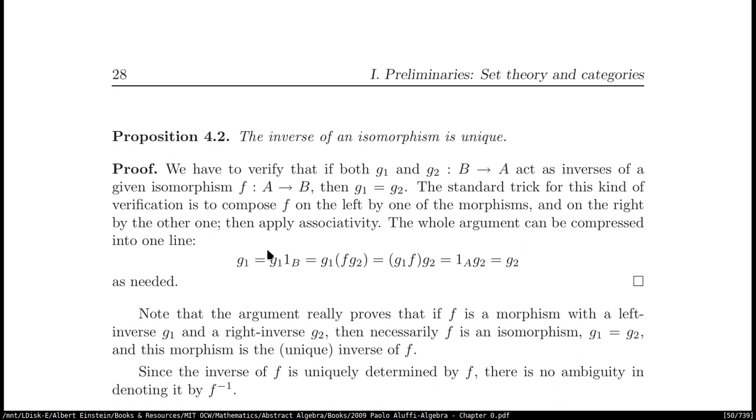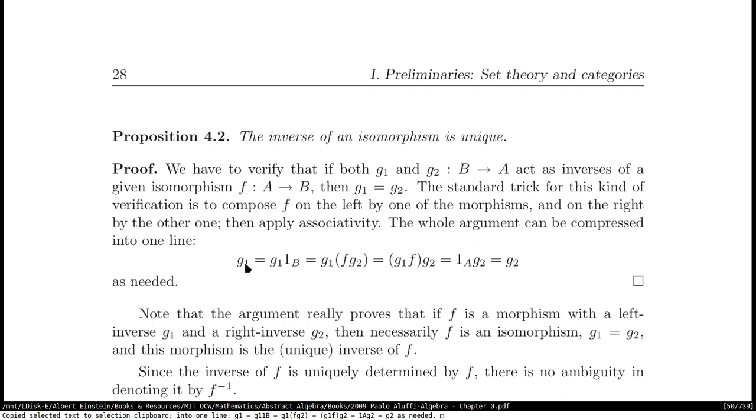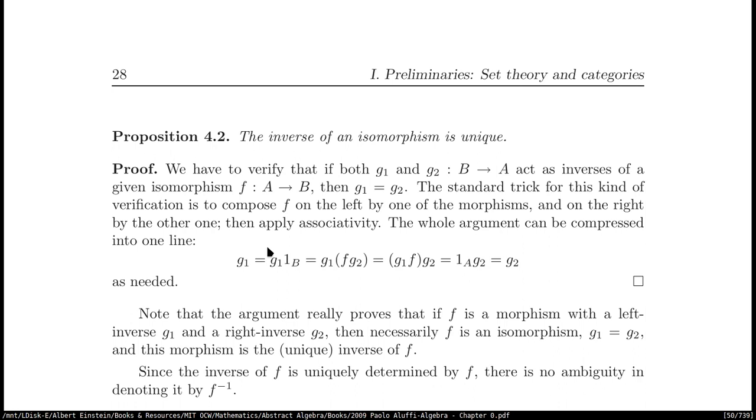We assume that you have two inverses, G1 and G2. Then you have to show that G1 and G2 are equal. So you compose F with G1 and G2 on both sides. You get the identities respectively, because that's what we assumed. You can write G1 as G1 composed with 1B, where 1B is the identity on B. So 1B can be written as F G2, because G2 is an inverse. As the composition is associative, you can move the parentheses, and you will have 1A composed with G2, and that will be G2. So G1 is equal to G2. Thus, for every isomorphism, its inverse is actually unique.